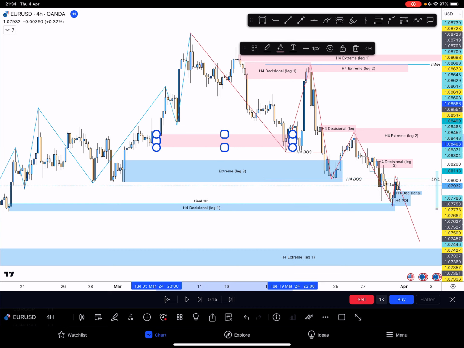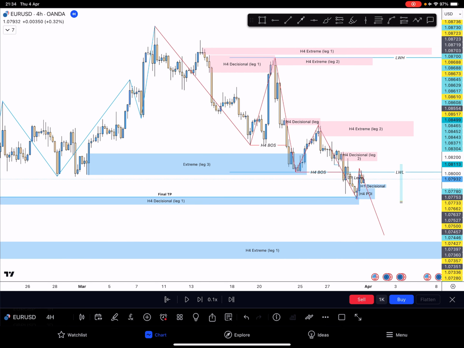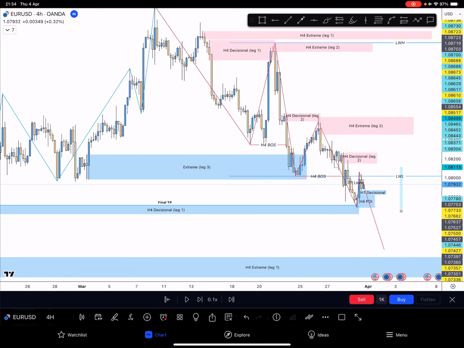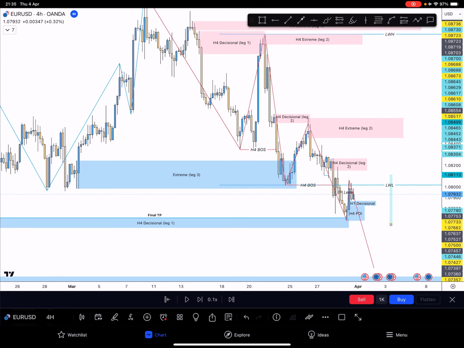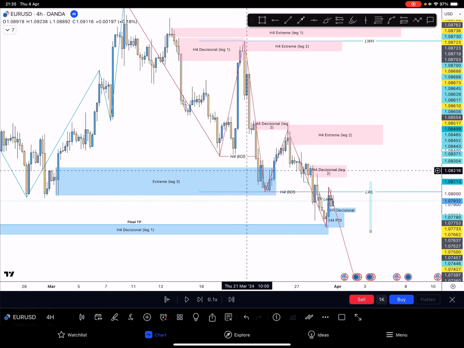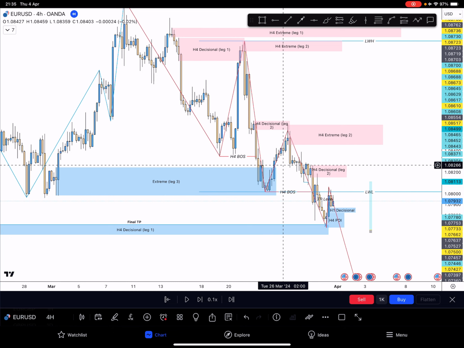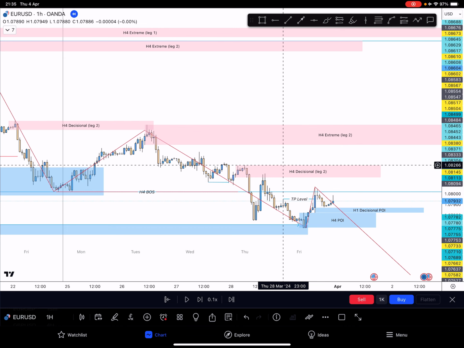When it comes to trading, that's basically what you need. That's the basics of everything. Of course, to really nail this down, you need to practice. So we came into this extreme leg. What we are expecting is for price to react from here.